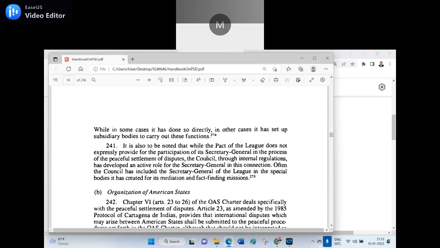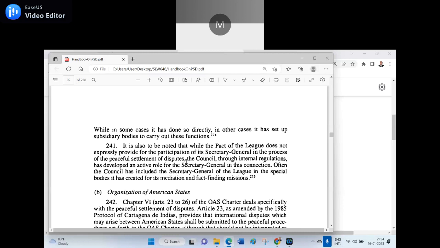So it will also be noted that the Pact of the League does not expressly provide for the participation of the Secretary General in the process of peaceful settlement of the dispute. So it does not mean that they have to participate in the Security Council, because it is a matter of the regional office. It is regional; if they are not satisfied with the regional offices, then you can approach the Security Council. For instance, if you are not happy with the decision of the Resident Magistrate Court or a district court, where do you approach?